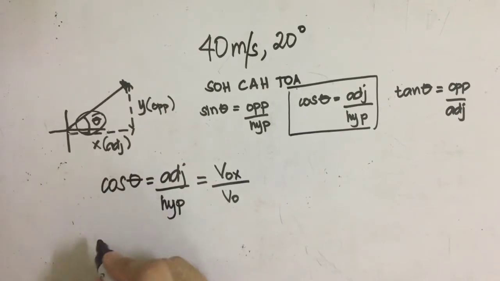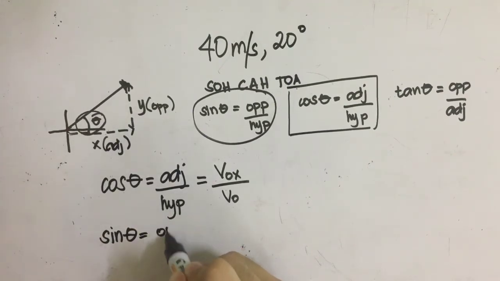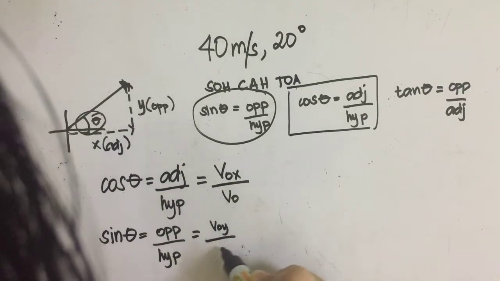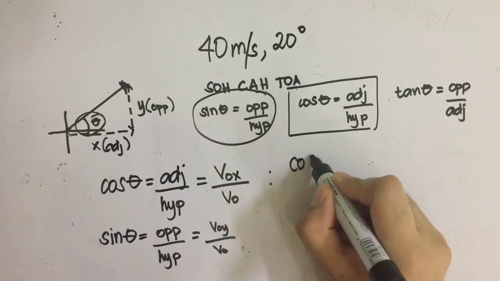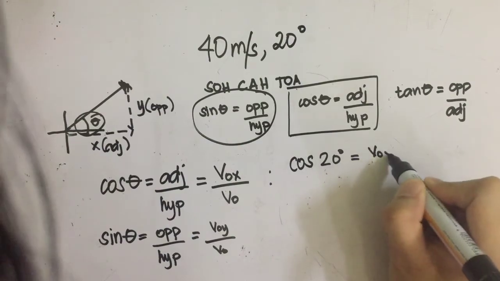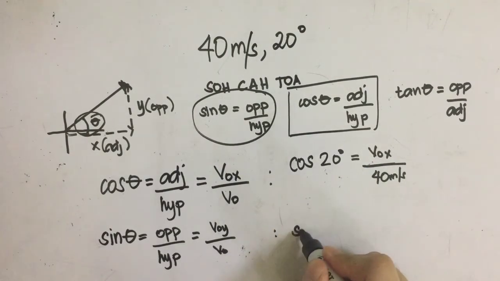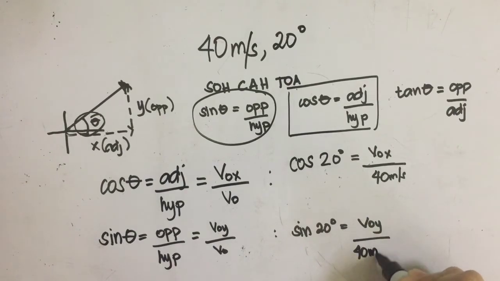And the same thing happens for the y-axis, or the y component: sine theta is equal to the opposite over the hypotenuse, which can be written in vector form as v sub oy over v sub o. Then we can substitute the values for v sub o and theta. We can write here cosine 20 is equal to v sub ox over 40 meters per second, and sine 20 is equal to v sub oy over 40 meters per second.